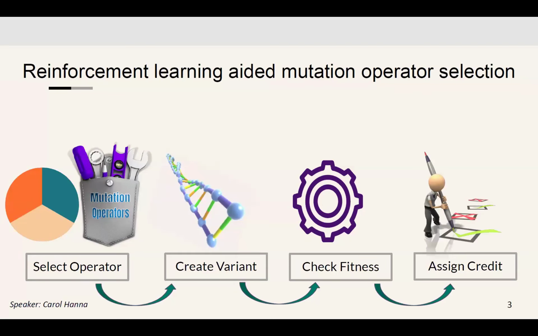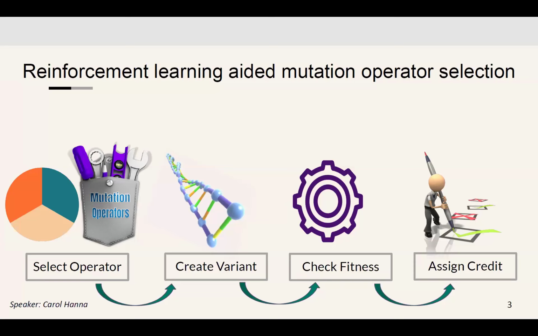What we propose is reinforcement learning aided mutation operator selection. So just like before, at the start, we select an operator with a uniform selection, we apply it to the program to create a variant, we check its fitness according to the predefined fitness function, and based on the fitness value of the variant that was created by that mutation, we assign a credit to the mutation. So if a program performed well, a higher credit would be assigned to the mutation that created it.